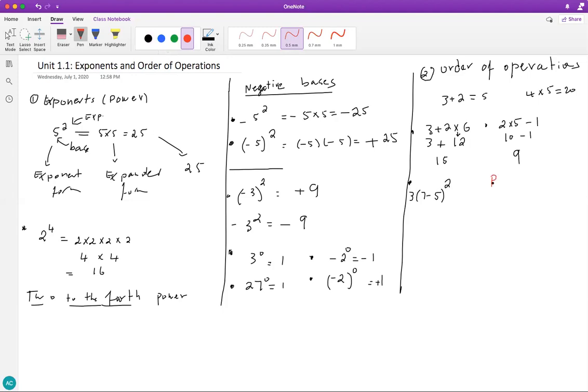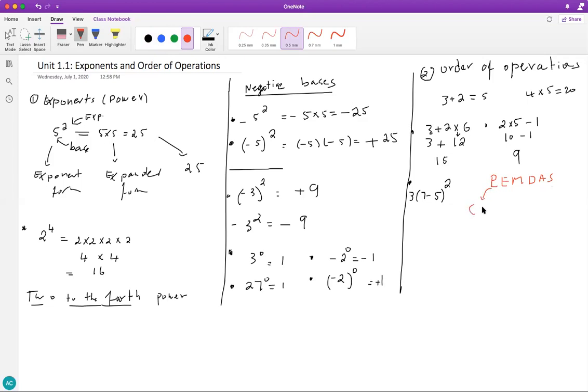PEMDAS. We don't have to invent it, we simply have to follow it. There's nothing here to think about. Whenever you see a bunch of operations together, you have to follow what we call PEMDAS. Here's the order of operations. And we know that each one of those stands for something, right? What does the P stand for?